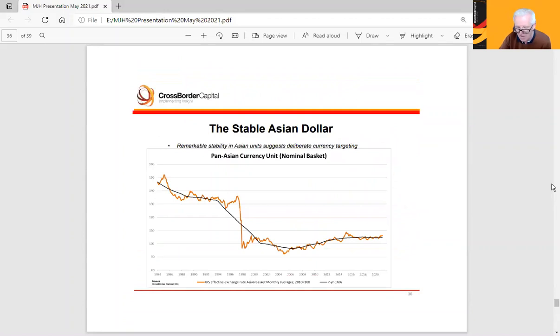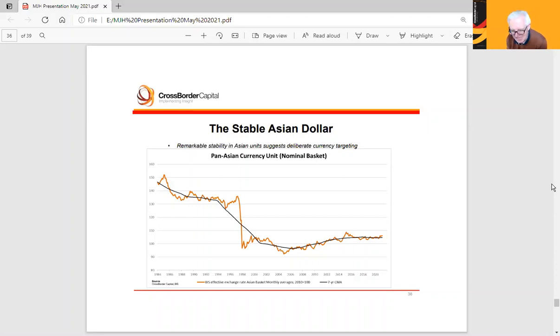Now, if the dollar weakens, what does it weaken against most? This is a much unspoken or untalked about fact or chart, which is looking at the Asian dollar. This is looking at data that we've gathered from the BIS, which is looking at different Asian currency units. What we've done is to put it together into an index to show the average level of Asian currencies. The pronounced drop in 1998 was the Asian crisis.